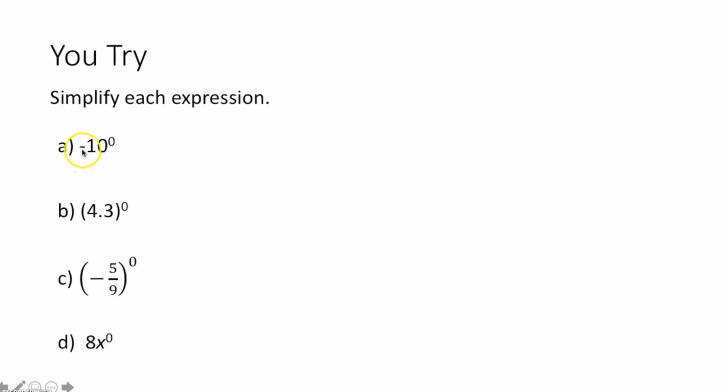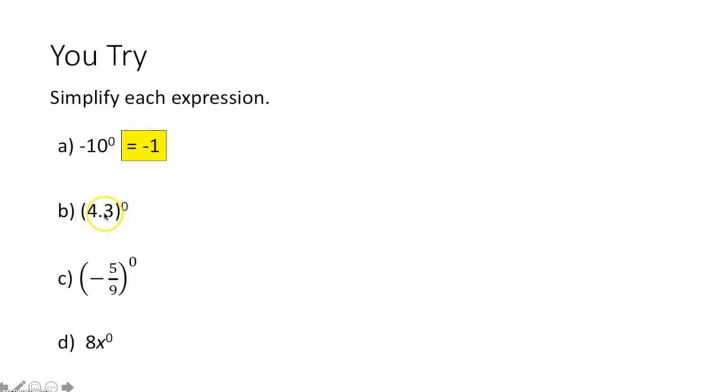Okay, doing the same thing here. So we have negative 10 raised to the zero power. Now notice there are no parentheses around the negative 10, which means we're going to take the 10, raise it to the zero power, and then tack on this negative. So it's actually going to be equal to 10 to the zero power is 1 times that negative out front is going to be negative 1.